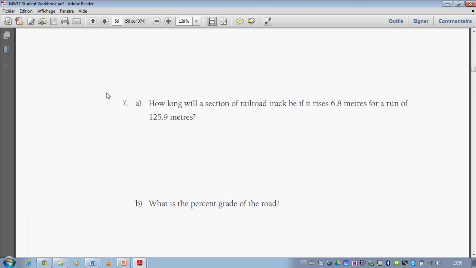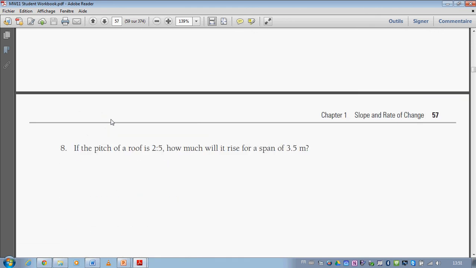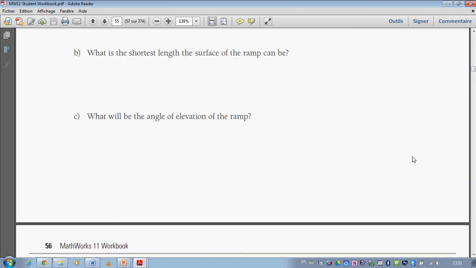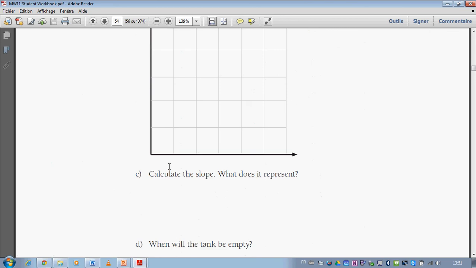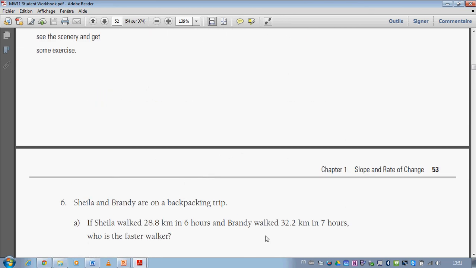But you definitely do want to try your hand at these questions right here. Okay, so those are pages 57, 56, 55. So make sure that you do those chapter test questions, as well as the practice your new skills questions as well.